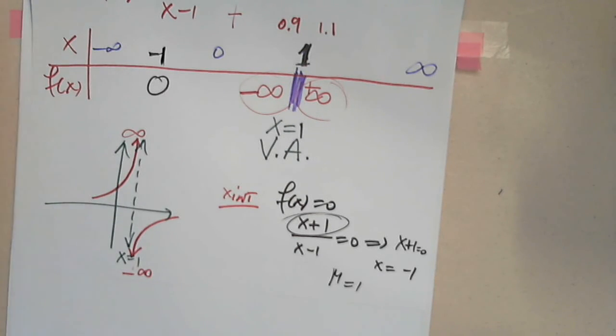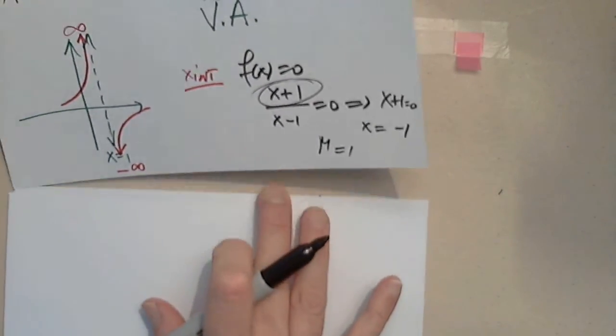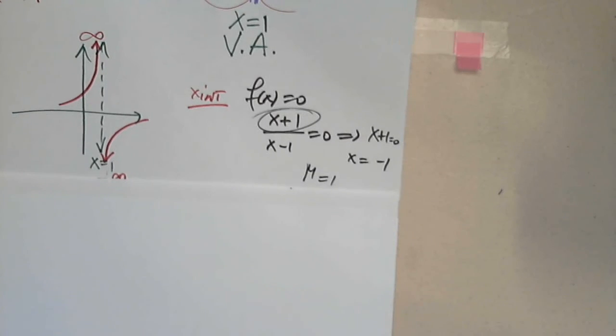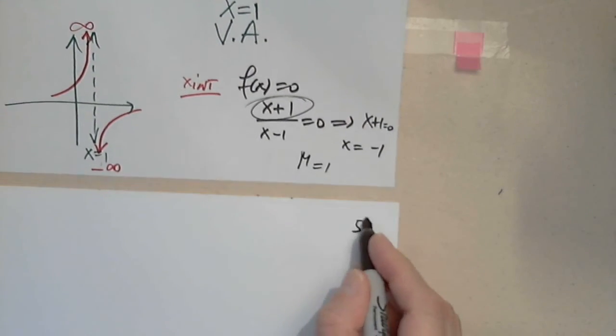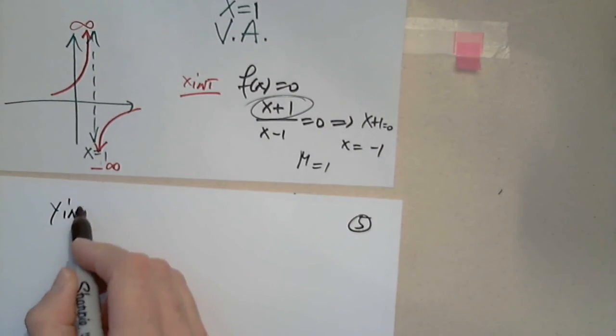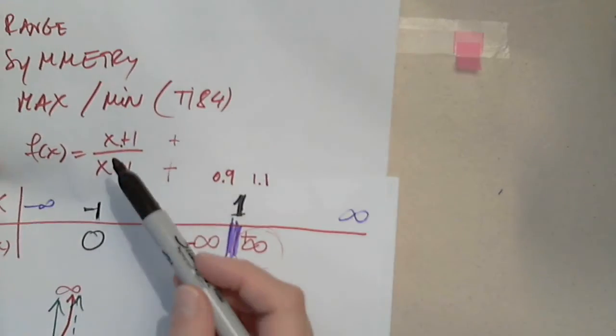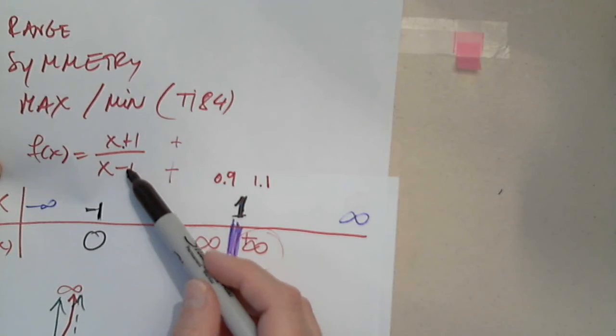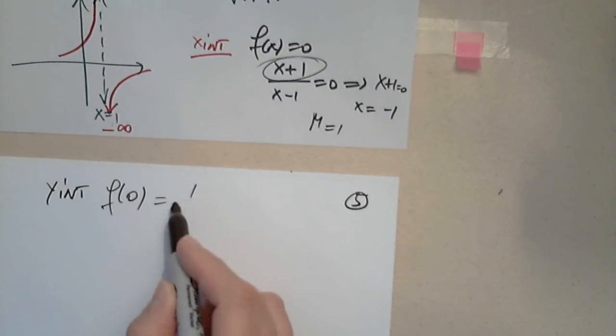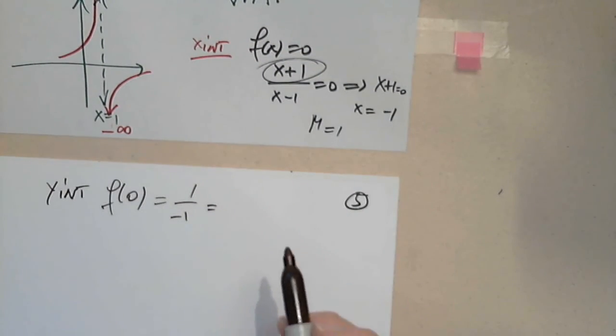Very good. So now we want to find the y-intercept. How do I find the y-intercept for this function or any function? F of 0. So 0, 0 plus 1 over 0 minus 1, which is 1 over negative 1. How much is 1 over negative 1? Negative 1. So 0, negative 1.